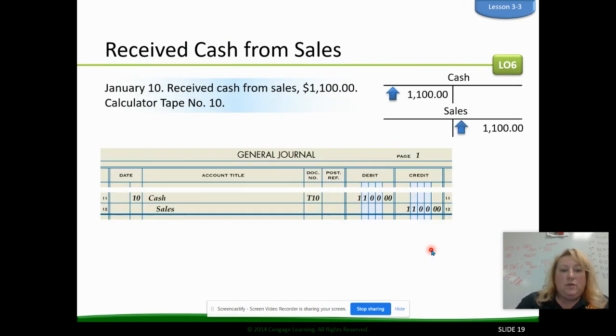The next one, January 10th, received cash from sales. Sales has their own account. We have our calculator tape, number 10. We have our date. Our cash is going up $1,100. Sales is also going up $1,100. And the calculator tape is number 10. And notice it just says T10. Okay, T. You don't have to use the C.